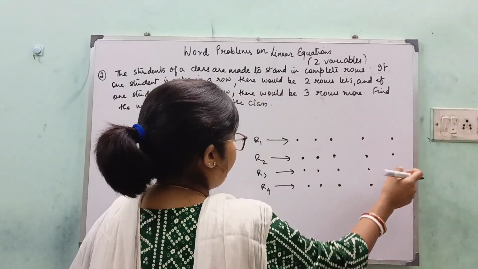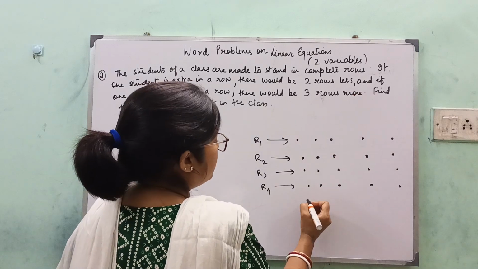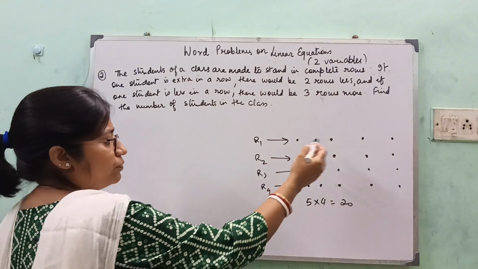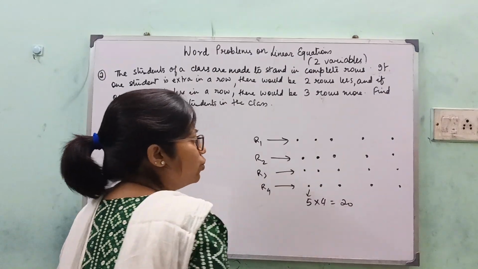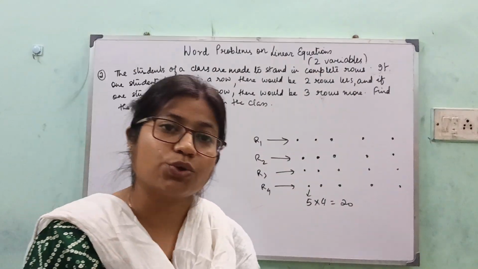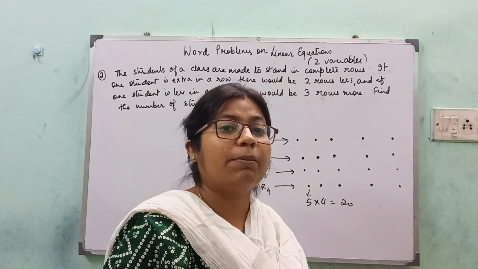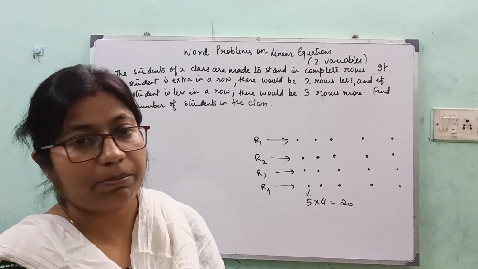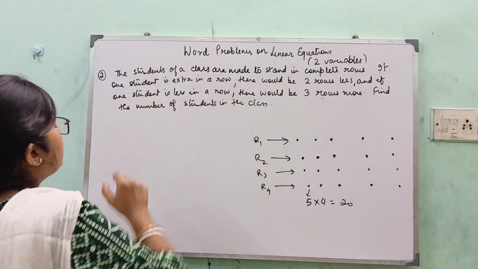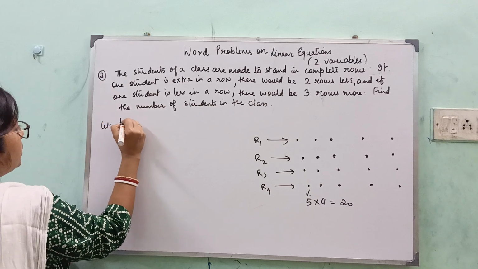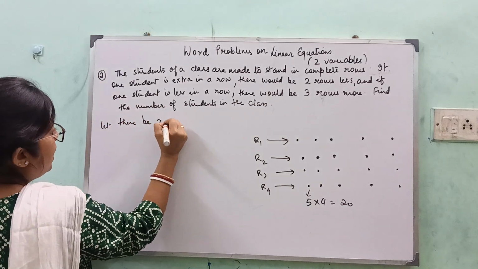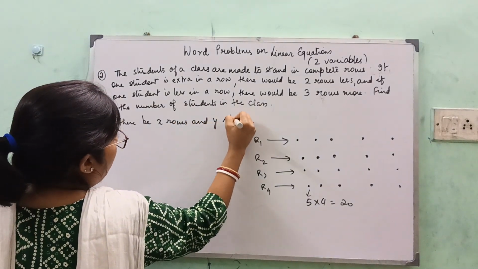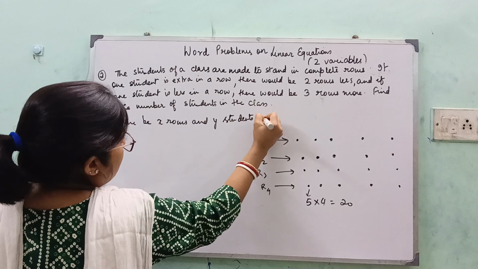And how many rows do we have? 4 rows. So what is the total number of students? 5 into 4, that is 20. So the number of rows into the number of students in each row will provide us with the total number of students present. So this concept we are going to use here in this sum. Now, let us assume, let there be x rows and y students in each row.